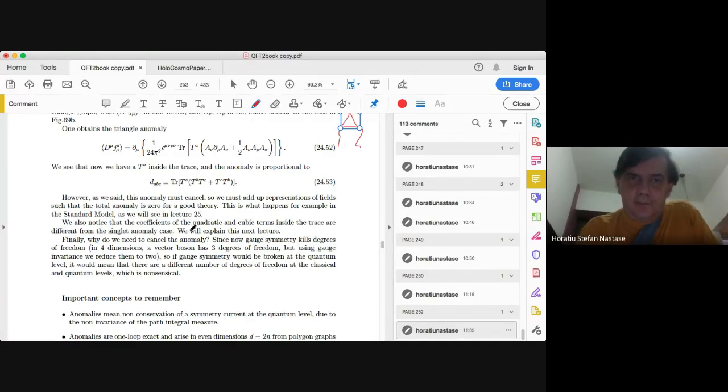So this will be what will happen in the standard model. We'll see that we will add up representations of fields such that when we sum over the things that run in this loop, we get total anomaly being 0. So d mu g mu a is actually 0. It has several contributions of this form, but all of them cancel. Again, the sum of all of them is 0.